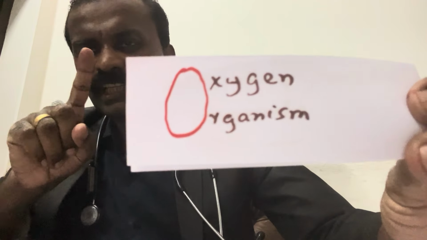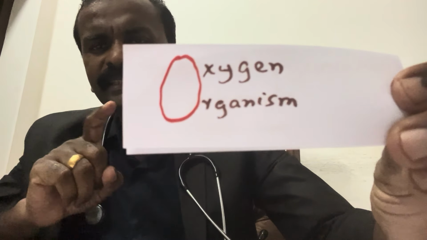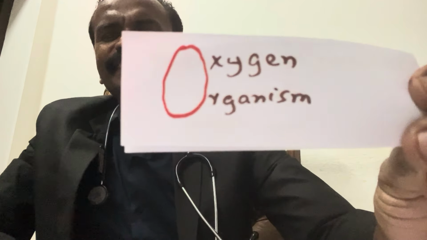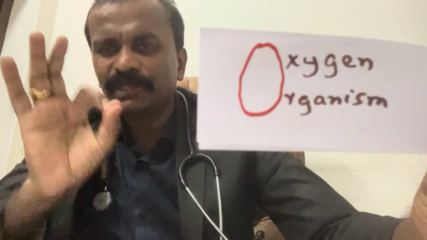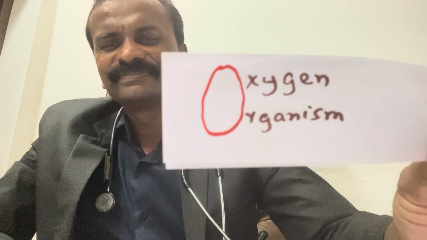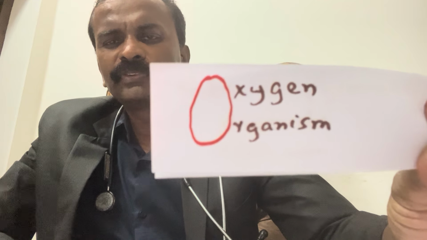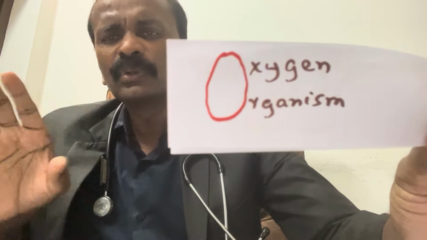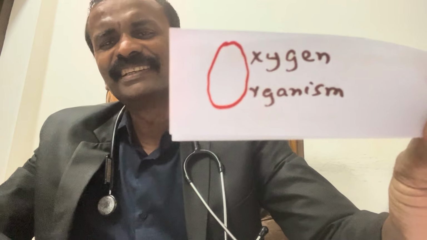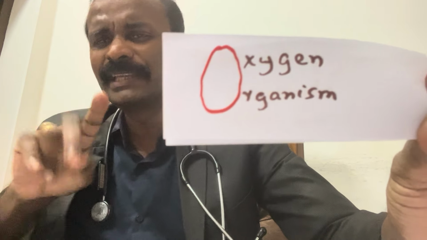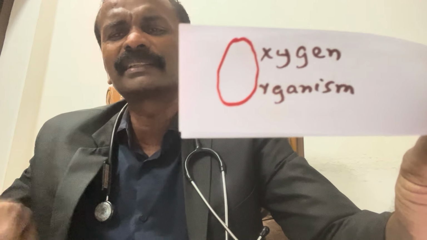See, I have given a big O: oxygen and organism. Do you know the question for this? Because when they give it as the second choice in the answer, you cannot imagine the question. Such a tough question. Oxygen and organism. They'll give either organism or oxygen.